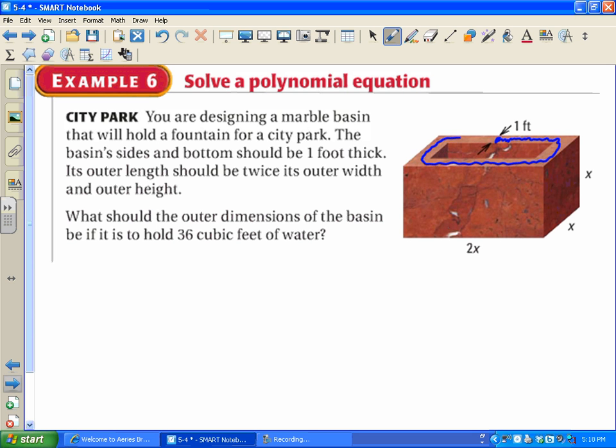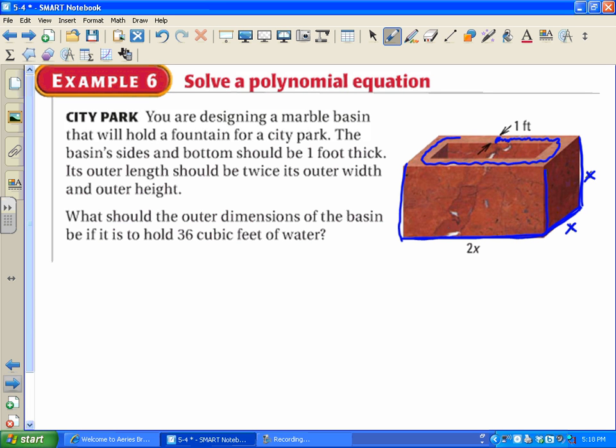Its outer length should be twice its outer width and outer height. So it's telling you that the height is going to be something, and the width is going to be something. But whatever that distance is, it wants its length to be double that distance. And like I said, they've given you a nice little picture here where it has actually put the x's and the 2x in there for you.